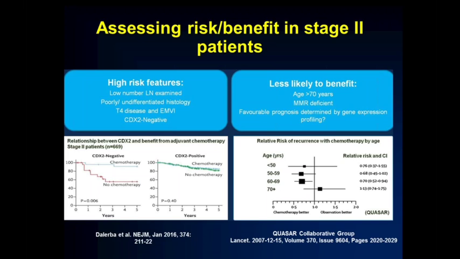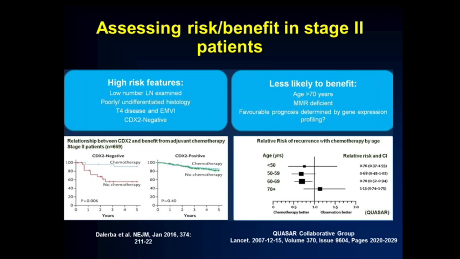So for example, if a low number of lymph nodes were examined, like we talked about before, if there were under 12 lymph nodes, that's a higher risk stage 2. If it's poorly differentiated or undifferentiated histology, or if there's T4 disease or microvascular invasion, or there's recent literature actually this year with CDX2, a protein that's expressed on a subset of colorectal cancer, where if they are CDX2 negative, they're more likely to respond to chemotherapy. That's emerging.